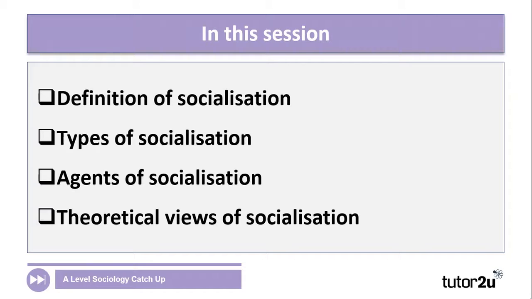In this session we're going to look at the definition of socialisation and the different types of socialisation that we encounter on the A-level specification. We're also going to look at some of the agents of socialisation, those institutions that we study in sociology, often in isolation, such as education, family, media.